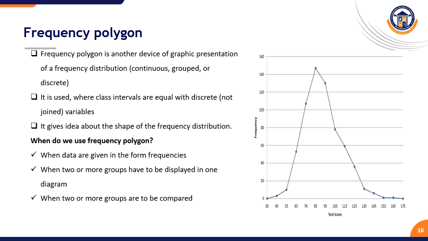When do we use a frequency polygon? When the data are given in the form of frequencies, when two or more groups have to be displayed in one diagram, and when two or more groups are to be compared.